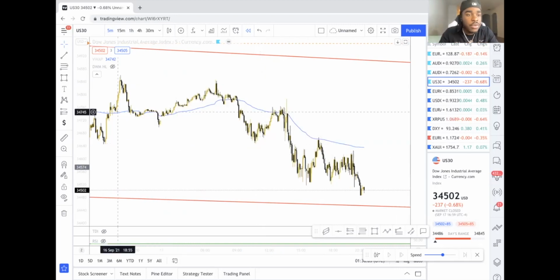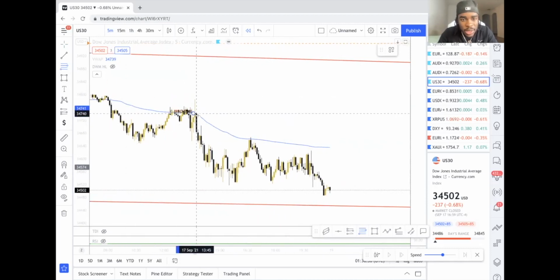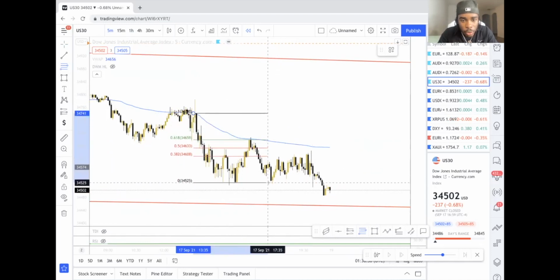And I'm gonna leave you guys with one last fib retracement on the US 30 5-minute time frame. If we're scalping, scalp gang. Obviously we're on a downtrend. And what am I gonna do? I'm gonna pull out my fibs. That's what I'm gonna do. Swing high to swing low.